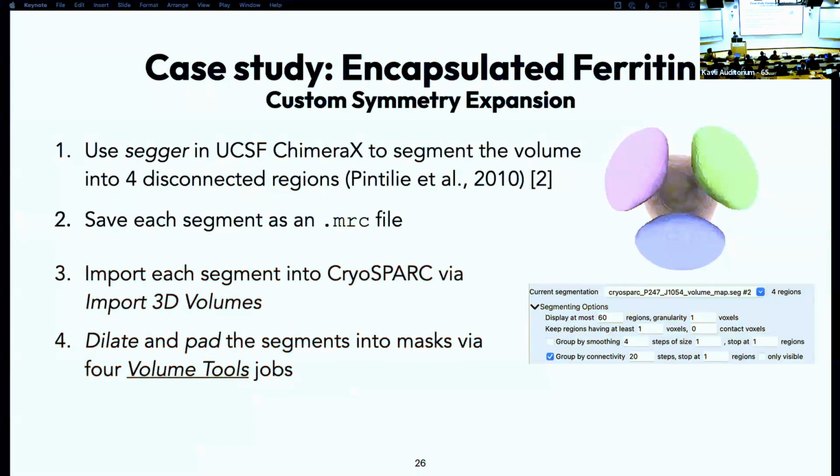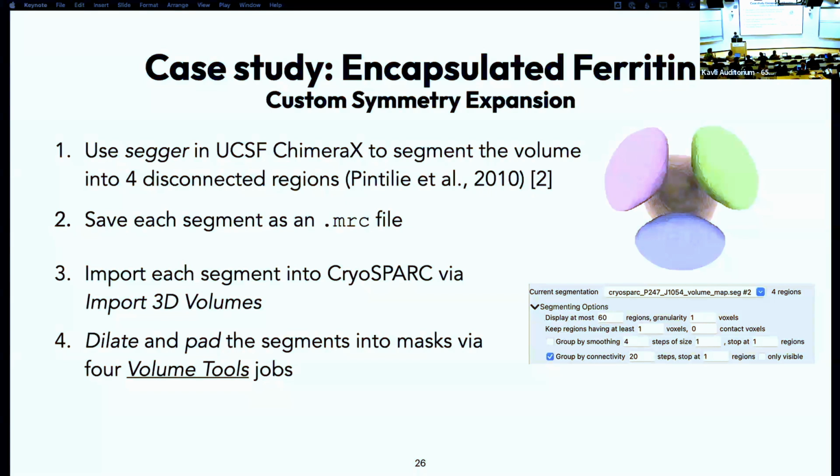Then I saved each segment as an MRC file and imported this into CryoSPARC. The next step was to convert these mask bases, which are now MRC files that I imported via import 3D volumes, into actual masks. As Rich said, it's very important that whenever we're using masks for any refinement or classification jobs, we make sure they have a soft edge. So I converted them to a mask via dilation and padding.